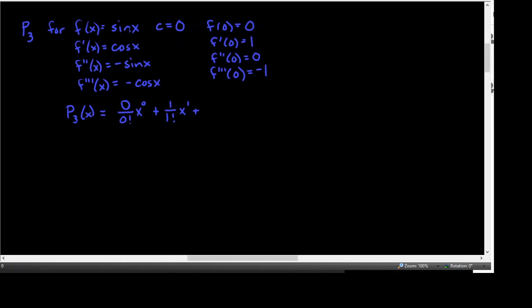Plus f double prime of 0, which is 0, over 2 factorial x squared. And then the last one, because it's a third degree polynomial, is f triple prime at 0, negative 1, over 3 factorial x cubed, which simplifies to be x minus x cubed over 3 factorial.